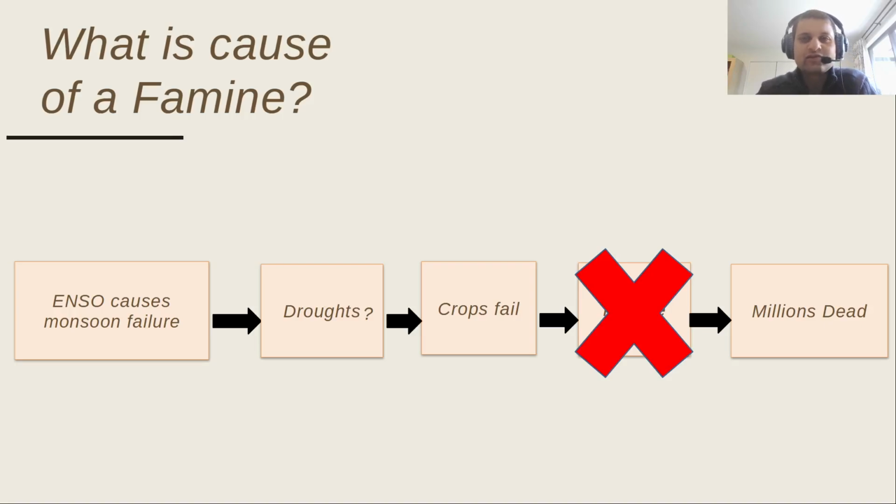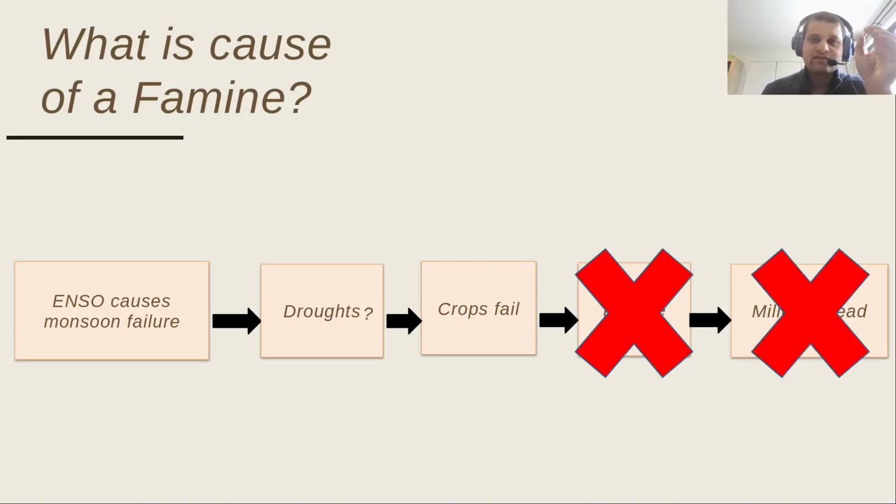Okay, nope. So crops failing does not need to lead to famine. So crops failing does not mean that everybody should suddenly start starving, and I'll explain to you why. So these three steps, ENSO causing monsoon failure, causing droughts, causing crops to fail, is a logical progression of steps. But famine and millions dead is not a logical progression. Okay, these last two steps do not need to happen.